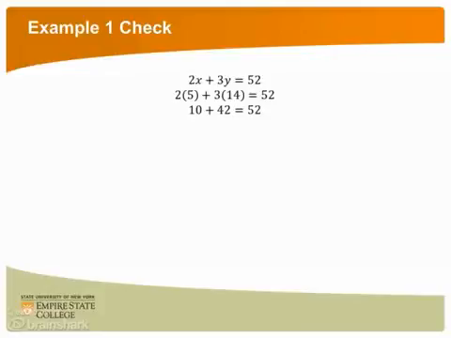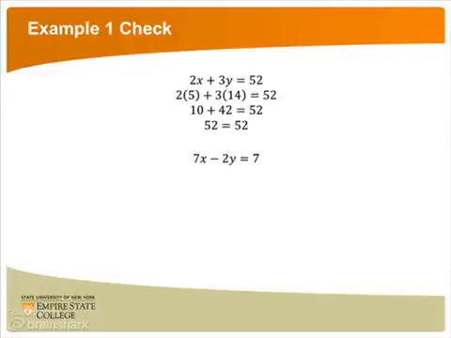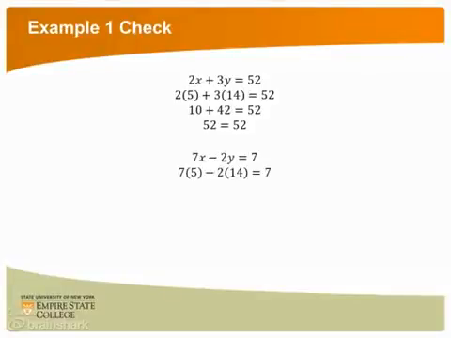Doing the multiplication, we have 10 plus 42, which we persist in hoping is 52. And we get 52 equals 52. All right, the solution works in the first equation. Now we have to check the other equation. We have 7 times x minus 2 times y equals 7. Plugging in, we now have 7 times 5 minus 2 times 14, which may hopefully equal 7.